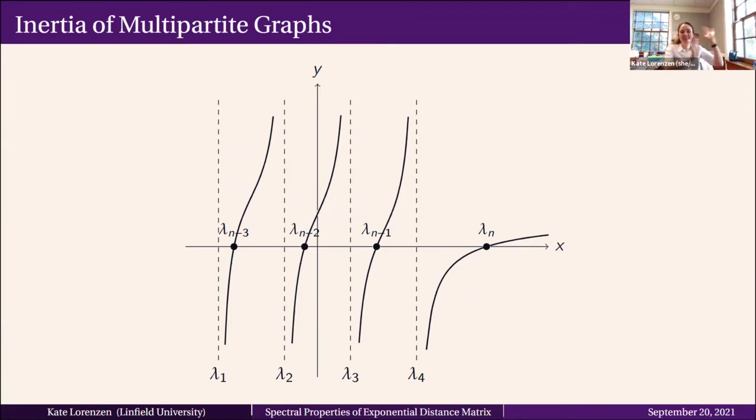So there's a lot going on with this, and anyway, I think it's an interesting result, but it actually mirrors very similarly finding the inertia and the eigenvalues of the complete multipartite graph for the adjacency matrix.